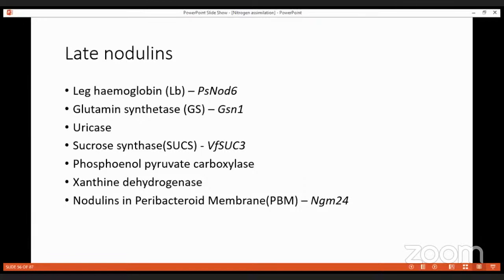They give different gene names and ask whether these are involved in nitrogen fixation or not. So you have to remember NOD6, GSN1 or ENOD1, then SucS, which is involved in sucrose synthesis, but is basically governing the symbiotic relationship. Okay.